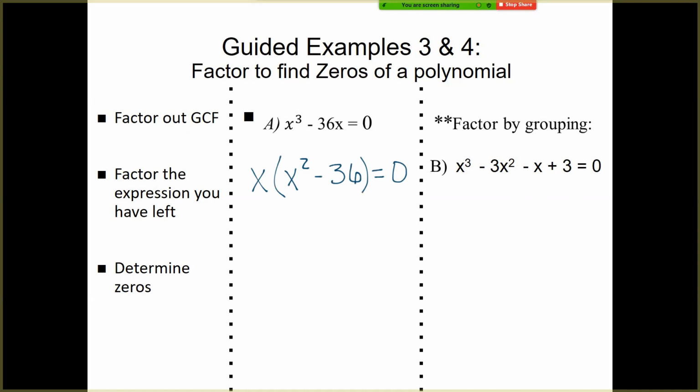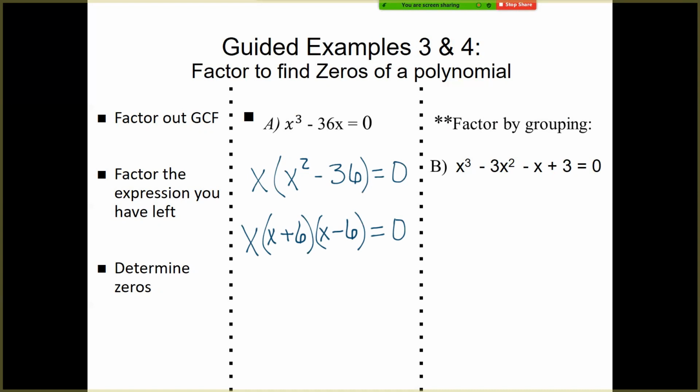What do I do with x squared minus 36? Perfect. That is a difference of squares. So difference of squares means I have my two sets of parentheses. One gets a plus sign, one gets a minus sign, and I'm square rooting both terms. Square root of x squared is x. Square root of 36 is just 6. Can I factor any further?